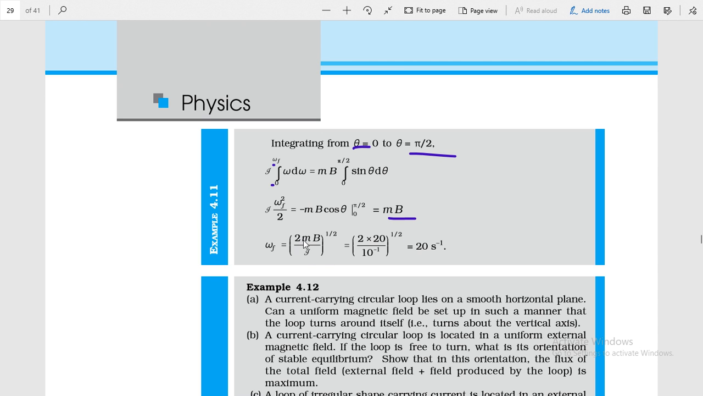Now you have values of all these things, so 2, then value of m into b is 20, and upon I this is 1. After calculation you will get 20 per second, or you can say radian per second, because the unit of omega is radian per second also.